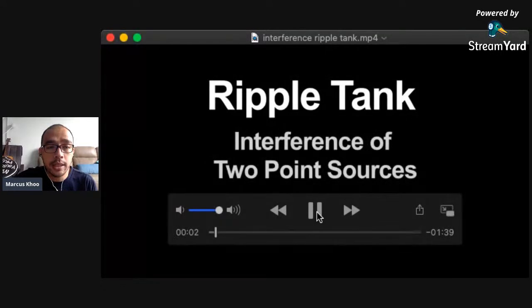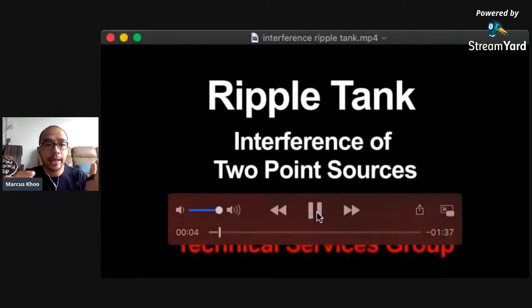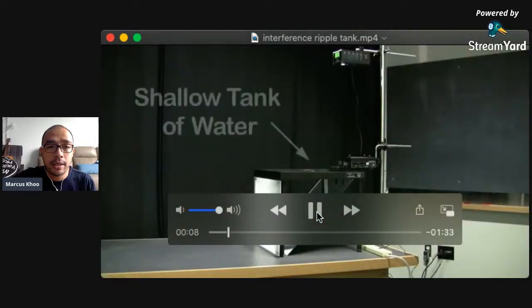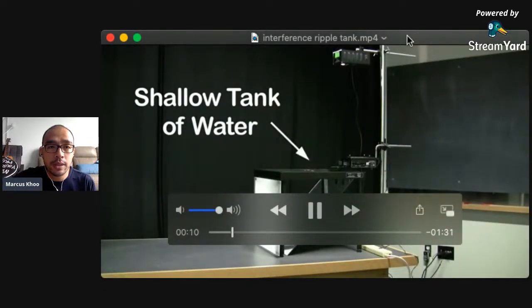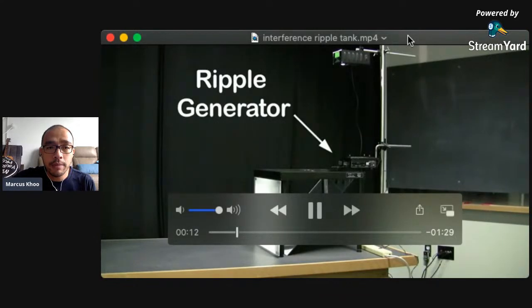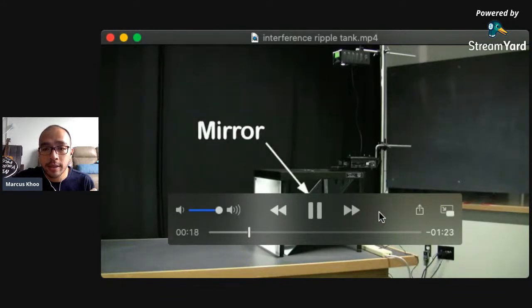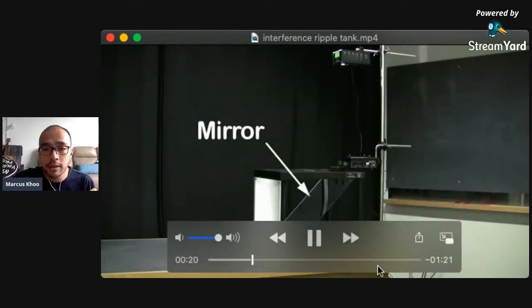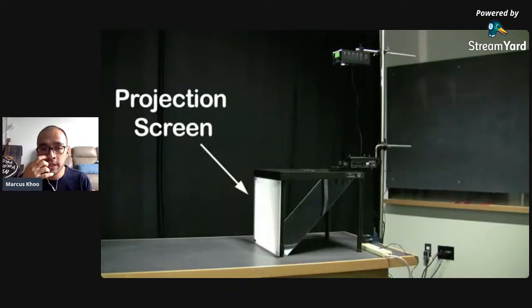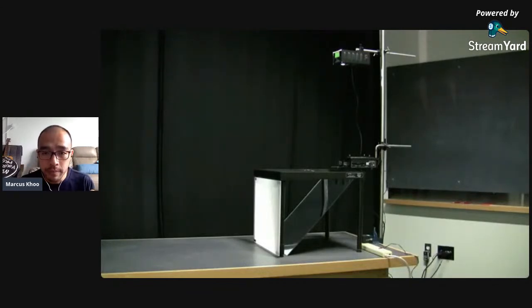So this is in a ripple tank. This is how you will see it. This is a ripple generator. If we were to do this in a lab, this is how it would look like. Oh dear, I need to move this. So you see the projection screen over there.